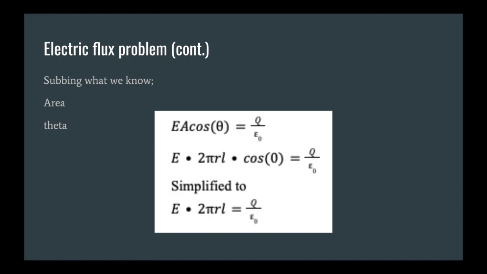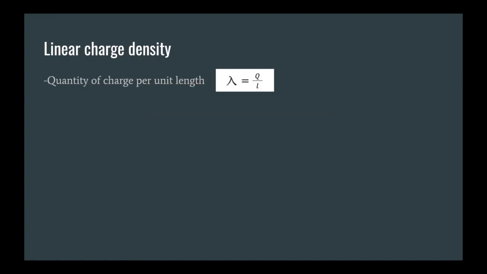We can apply this all back to Gauss's law to find the strength of the electric field at any given distance away from a line of charge. So we first sub what we know back into the basic equation. We know that the area that is required is only 2 pi times the radius times the length, as we're not going to include the end caps. And we know that cosine of theta is going to be cosine of 0, as we previously discussed about the angle between the electric field lines and the surface area. This is simplified as you can see below.